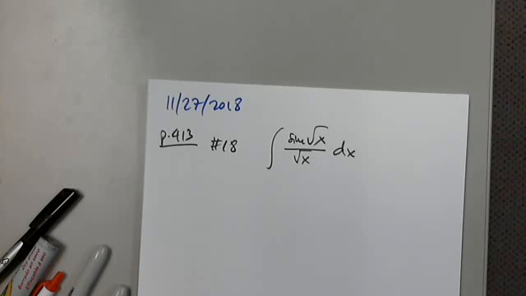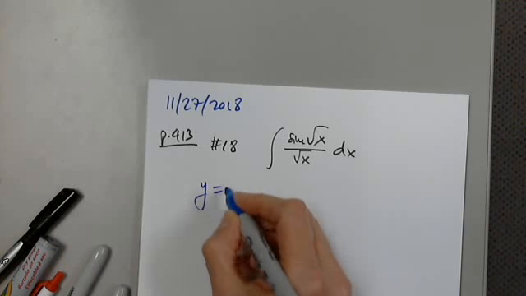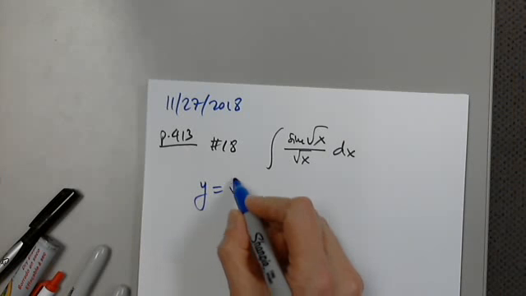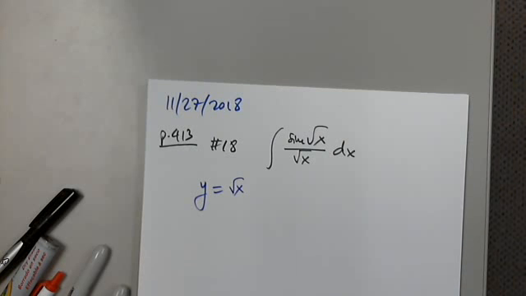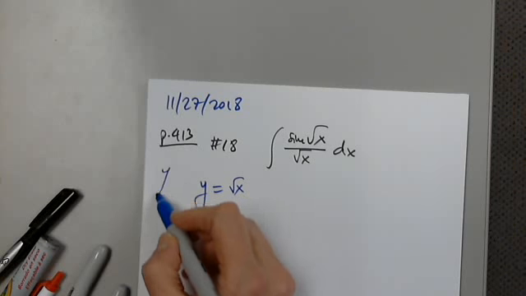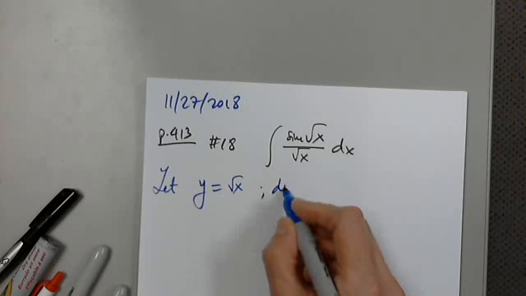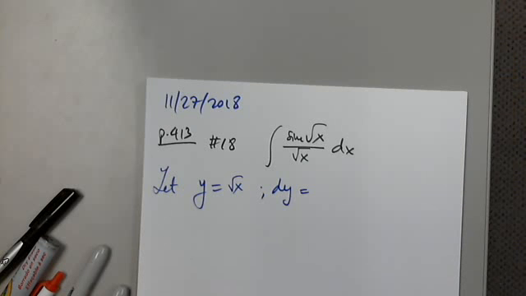So I think, and I hope, that I can say let y, or u or t, whatever variable you want to use, it doesn't matter, let y be the square root of x. Is dy in the problem? So remember, we need dy. Dy is the differential of y. So here we have the differential of x.